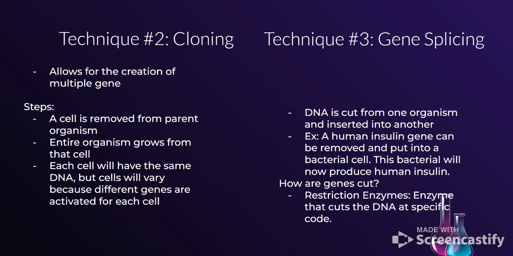DNA is cut from one organism and it's inserted into another. For example, human insulin genes can be removed and put into a bacterial cell, and this bacteria will now produce human insulin. And genes are cut through restriction enzymes. These are just enzymes that cut the DNA at a specific code. And usually gene splicing is used to produce functional proteins.